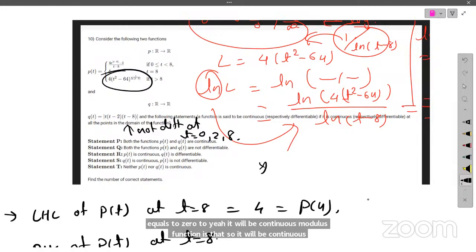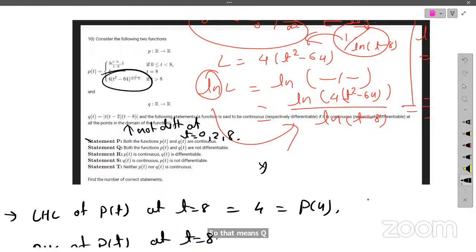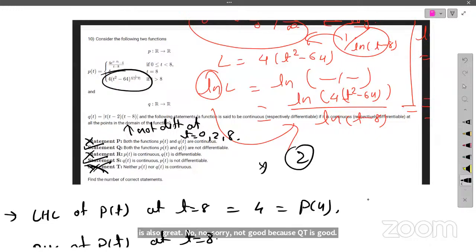So for the first option, PT is not continuous, so it is not differentiable. And the second one, QT, is continuous and differentiable, both right? Functions PT and QT are not differentiable, so this is not correct. PT is continuous, this option is not correct. QT is continuous, PT is not differentiable, this option is correct. Neither PT nor QT is continuous, this option is not correct because QT is continuous. So the correct answers should be two statements.